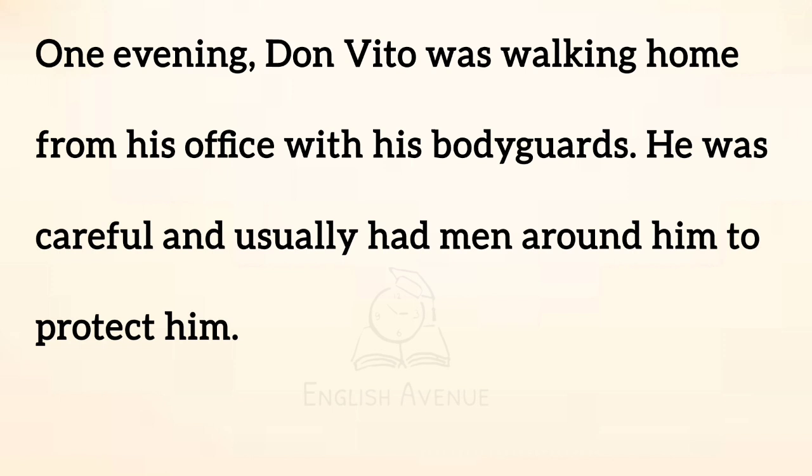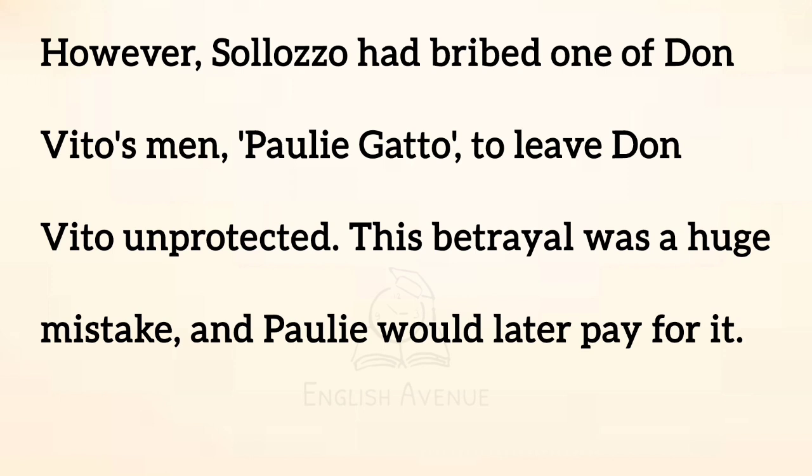One evening, Don Vito was walking home from his office with his bodyguards. He was careful and usually had men around him to protect him. However, Sollozzo had bribed one of Don Vito's men, Paulie Gatto, to leave Don Vito unprotected. This betrayal was a huge mistake, and Paulie would later pay for it.